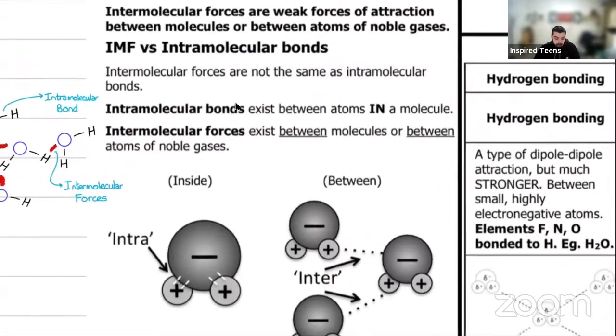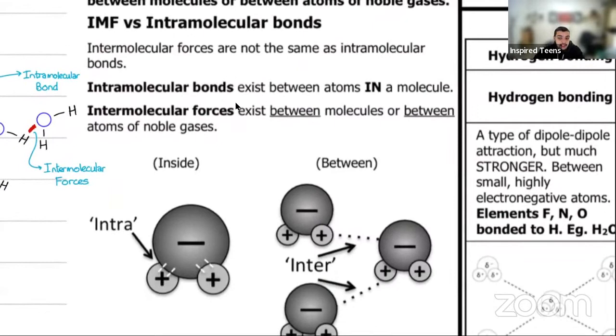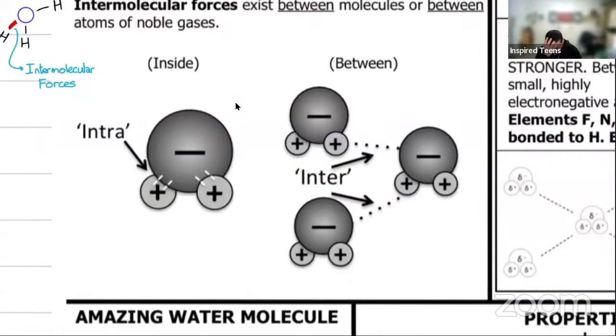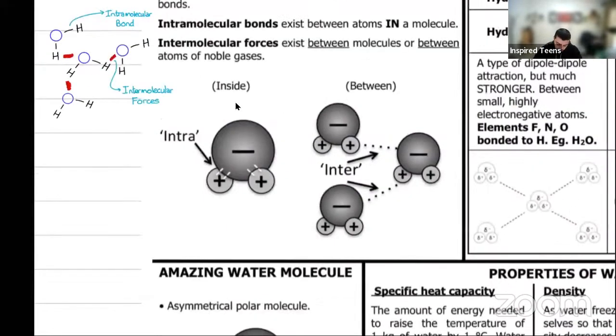Let's read the definition again. Perhaps it would make more sense now. Intermolecular forces are not the same as intramolecular bonds. Intramolecular bonds exist between atoms in a molecule, and intermolecular forces exist between molecules or between atoms of noble gases. So that's also another possibility. When we have two noble gases, what would form? An intermolecular force. Here's another diagram, not better than mine, of course. Inside a single molecule, we have the intramolecular bond, and between the molecules, we have an intermolecular force.